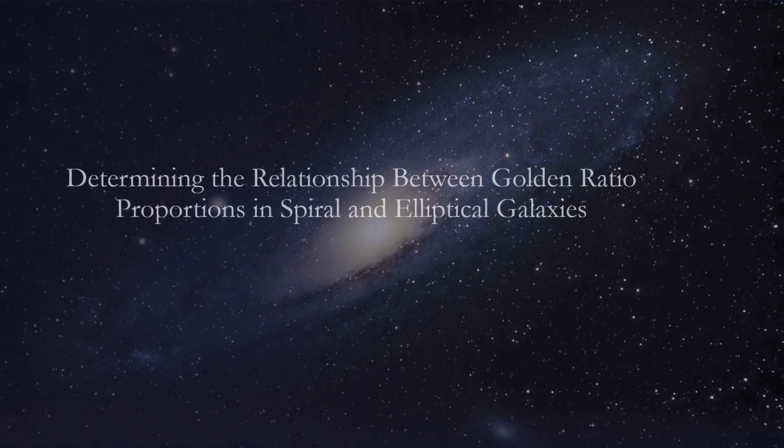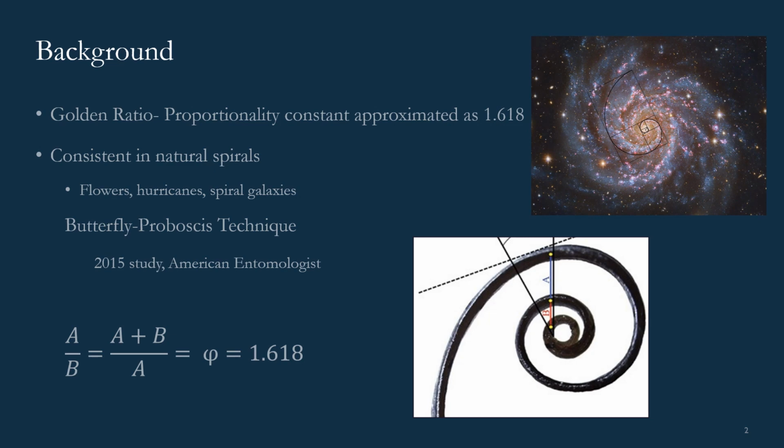Our research project is determining the relationship between golden ratio proportions across galaxy types. For context, the golden ratio is a universal proportionality constant approximated as 1.618. It is notably seen in apparent spirals like in seed pods and hurricane structures, but is also exemplified in less obvious structures like pinecone prickles.